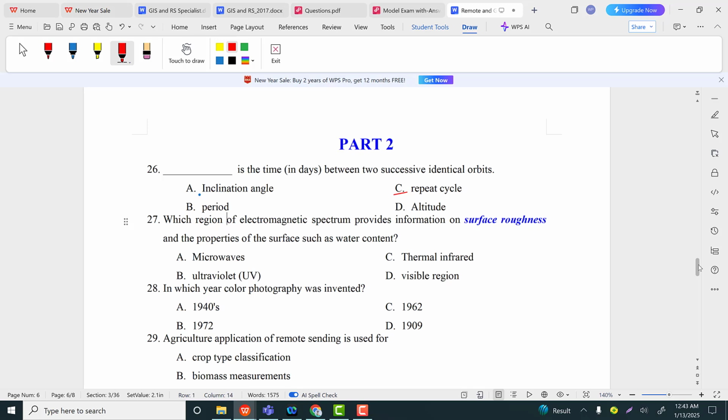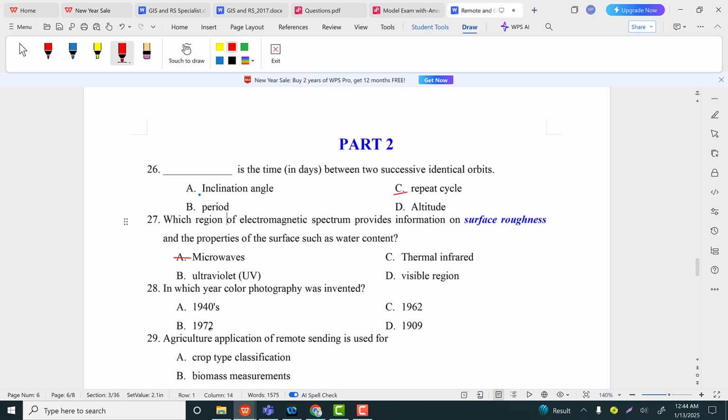From the available options, microwave, option A, is the answer. Microwaves are particularly useful for studying surface roughness and properties such as water content because they can penetrate through cloud and vegetation and are sensitive to the dielectric properties of surface, which are influenced by moisture level. So the answer is microwave.